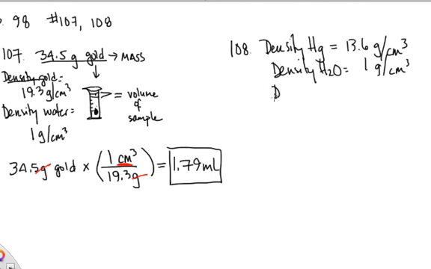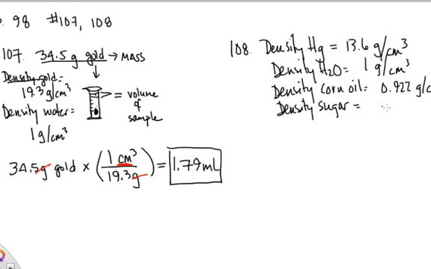The density of corn oil, that's the stuff you would use for cooking, is 0.922 grams per centimeter cubed. And the density of sugar, as in a sugar cube, is 1.59 grams per centimeter cubed. So if we put these liquids in a beaker, we need to describe the arrangement of the layers of the liquids in a beaker.